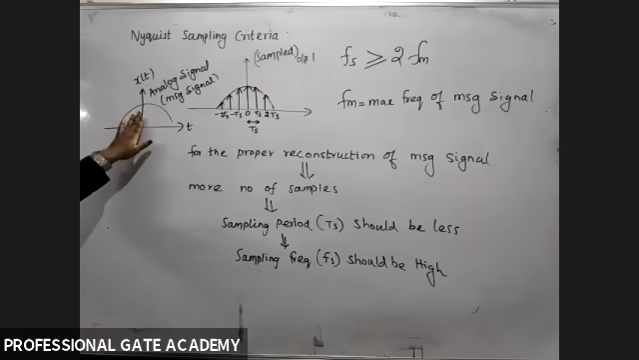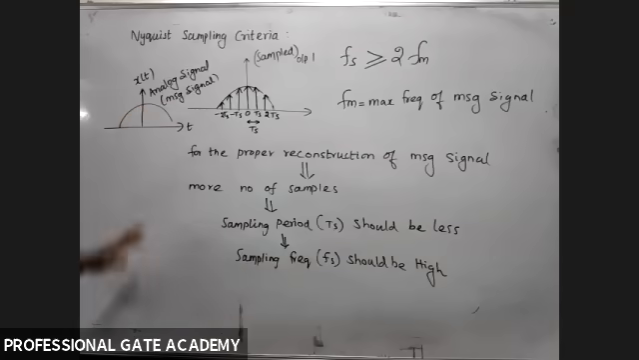Sir, it should be continuous time and continuous amplitude, sir. Yes, that should be continuous time, continuous amplitude, analog signal. That analog signal is applied to the sampler to get the discrete time signal. Have you got the idea? Yes, sir. Okay.